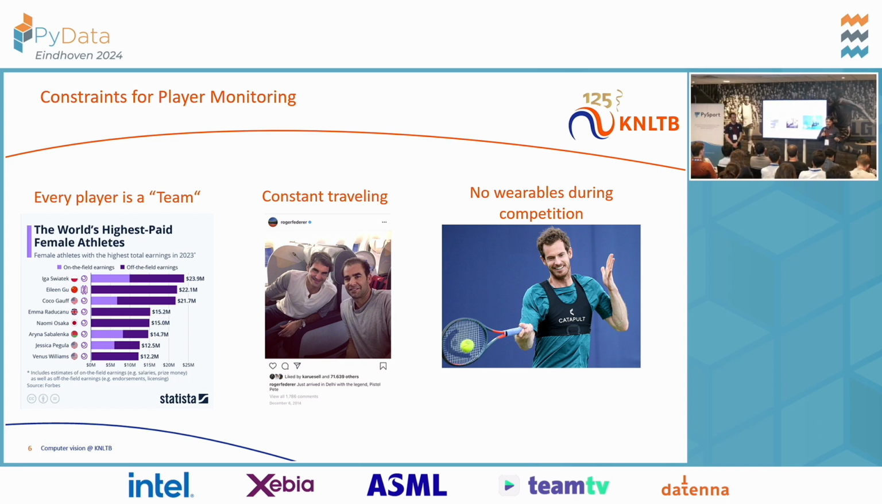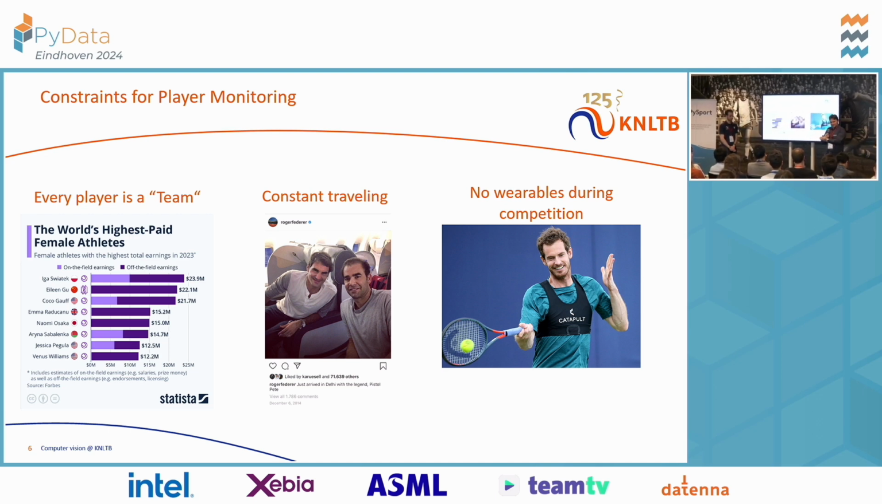So you cannot get there when they are training, install a Hawkeye system, and then install the next 5 days another Hawkeye system with the new tournament. That's just not feasible. And it's also that they are not allowed to wear any wearables during competitions. So the only option is really computer vision.